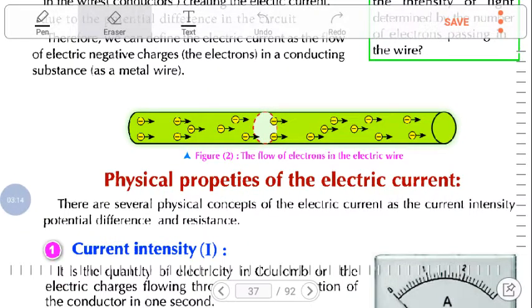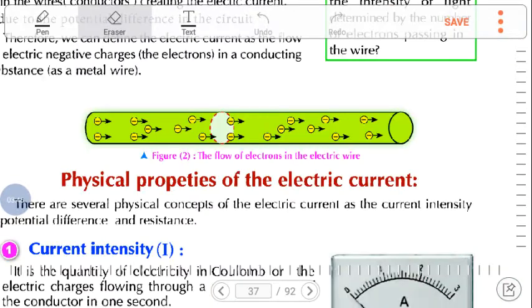The physical properties of the electric current are current intensity, potential difference, and resistance. So we have three concepts of the electric current. We can summarize the properties of the electric current as three definitions and three laws related to the electric current.